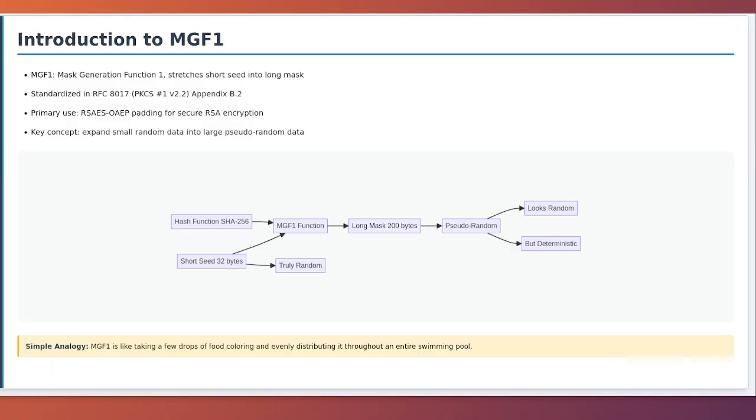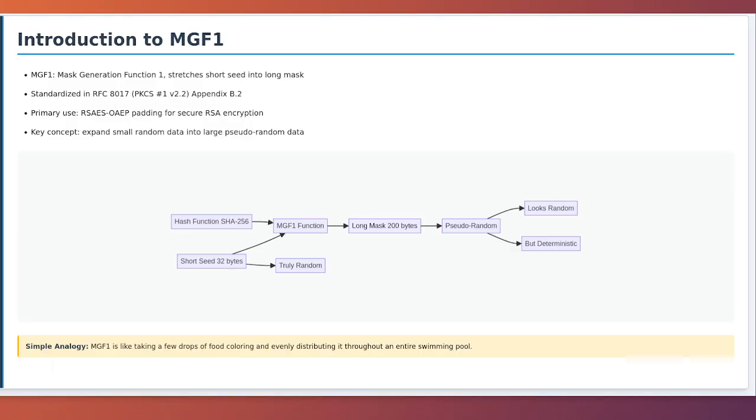The best way to understand MGF1 is through a simple analogy. Imagine you have a small bottle of concentrated food coloring, just a few drops. But you need to color a whole swimming pool of water. You can't just pour in those few drops and expect the whole pool to turn color evenly. MGF1 is like a process that takes those few drops and carefully distributes them throughout the entire pool, creating consistent color everywhere. In cryptography, instead of food coloring and water, we're working with random numbers and pseudo-random masks.